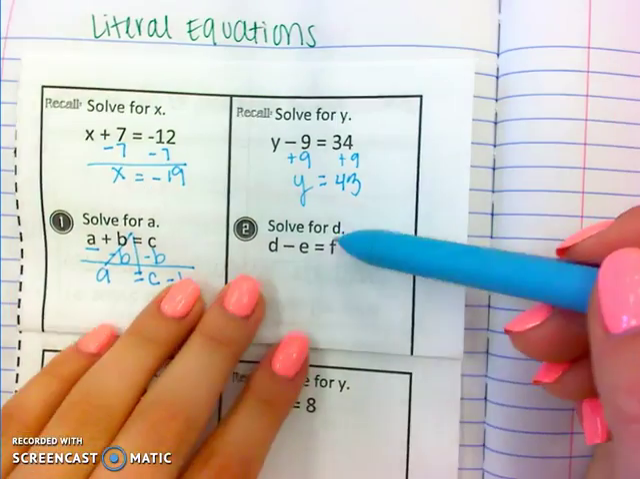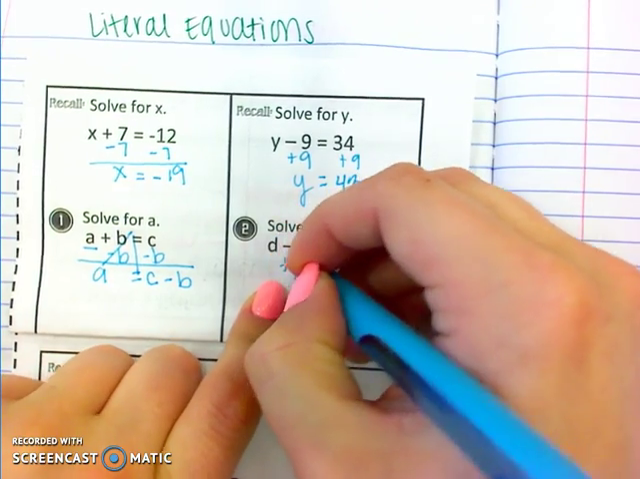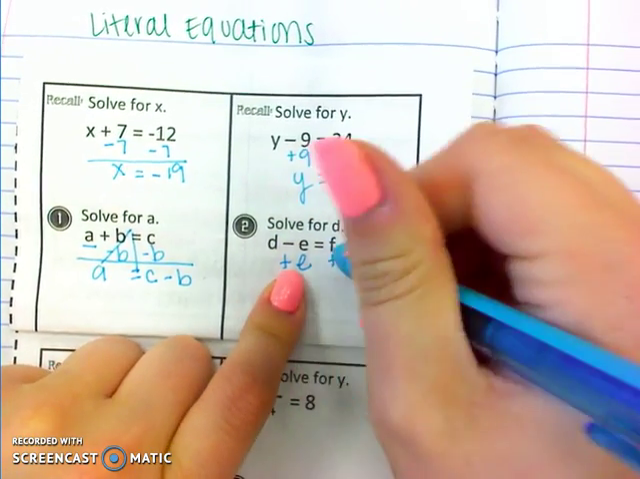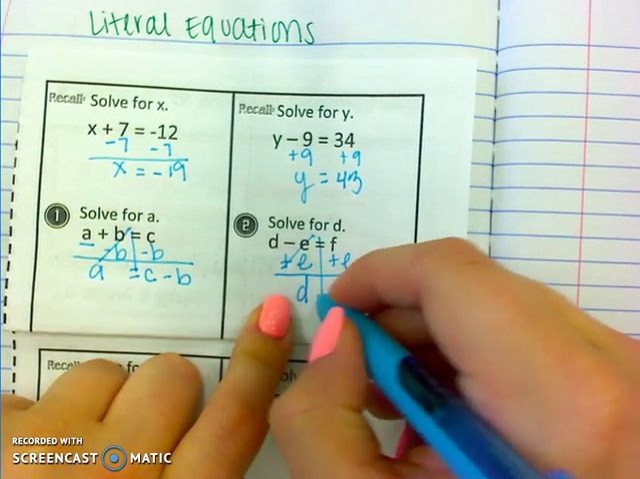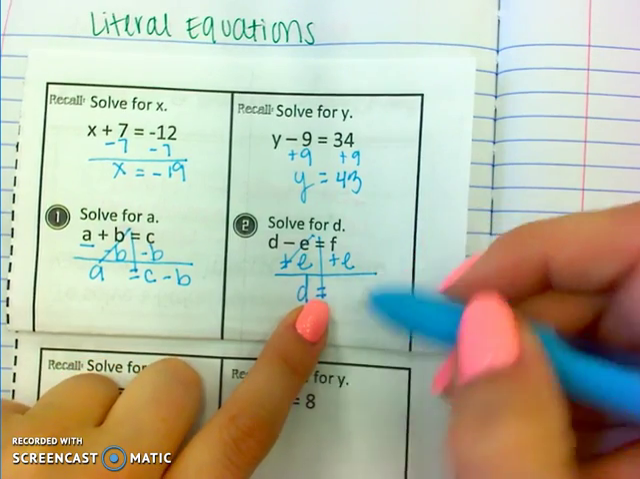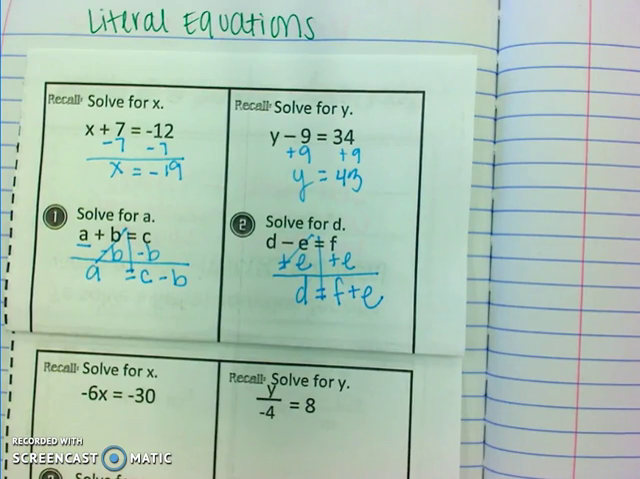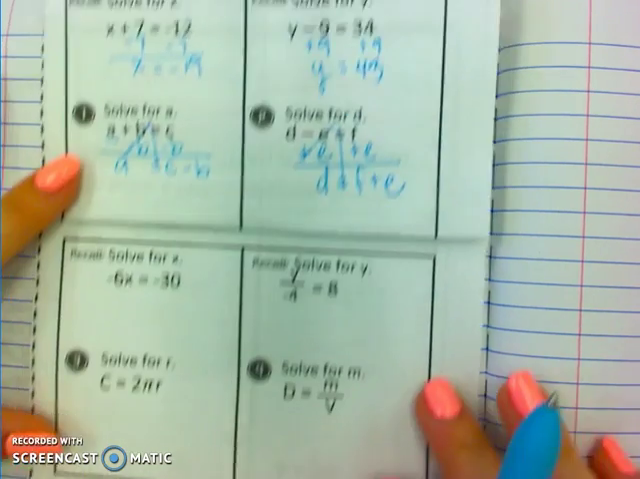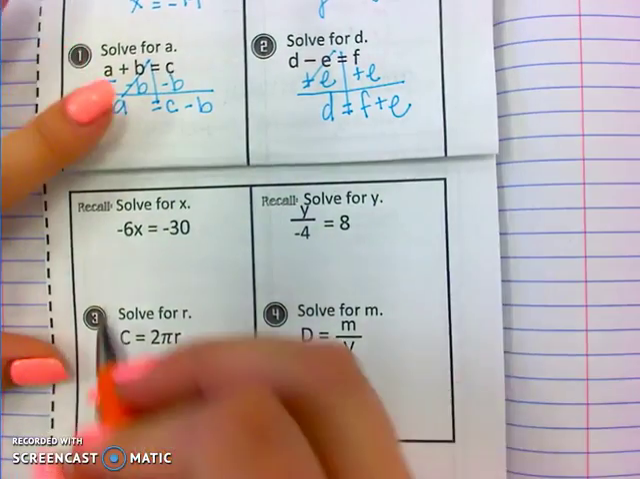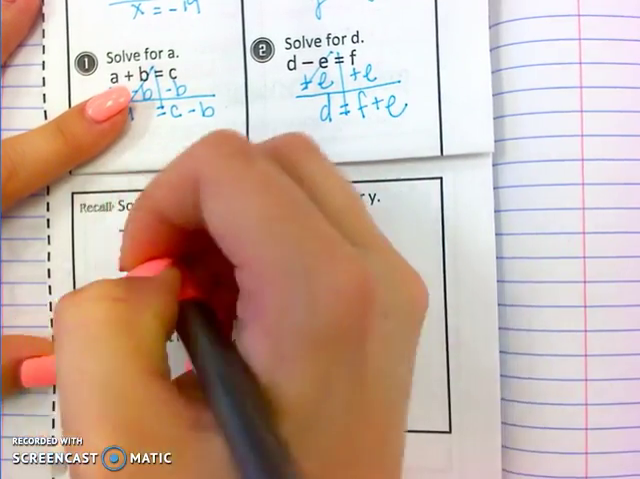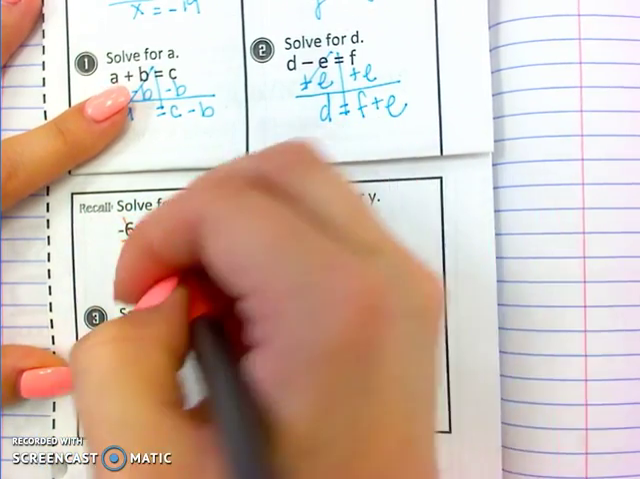If I'm solving in number 2 for D, I have a negative E or a minus E here, so I'm going to add E to both sides of the equation. So I'm left with D equals, I have F and plus E. Can't combine them, so that's my answer. As simple as that. So let's continue to look with some multiplication and division. Here I can recall the inverse of multiplication is dividing. So I have x equals 5.